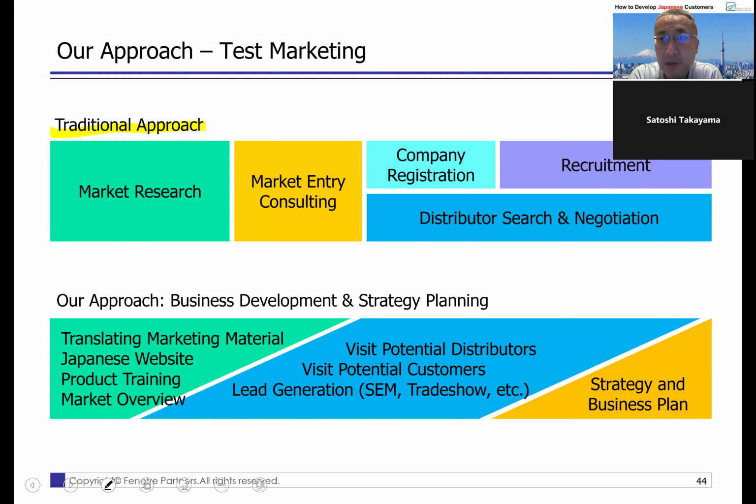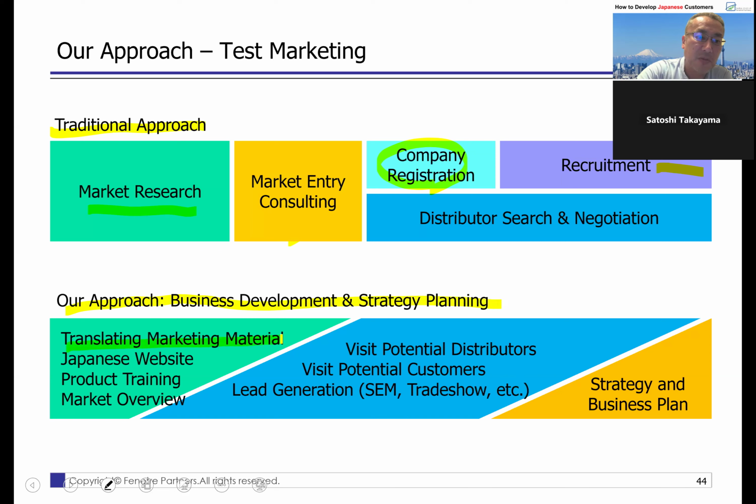Here you can find the traditional approach. Maybe it's suitable for a big company who can make a decision to invest a few million immediately at the beginning of market entry to Japan, do market research, hire a consultant like McKinsey or Boston, set up a big Japan team and do recruitment. But it's not suitable for most SMEs. That's why our approach is more dynamic.